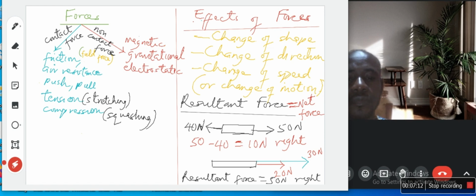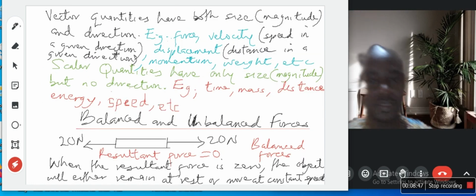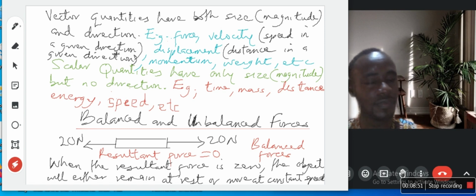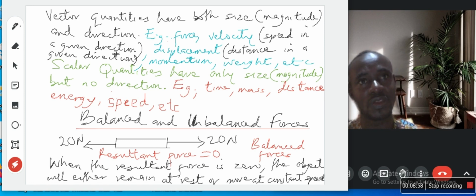Now this one is very important: resultant force, balanced and unbalanced forces. Forces are balanced if they don't produce a resultant force. Look at this one I have here.